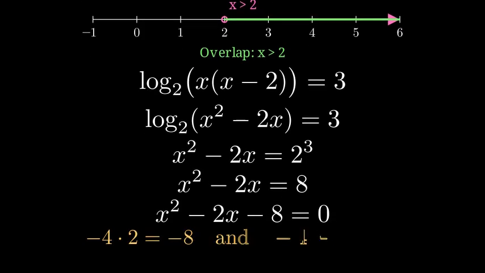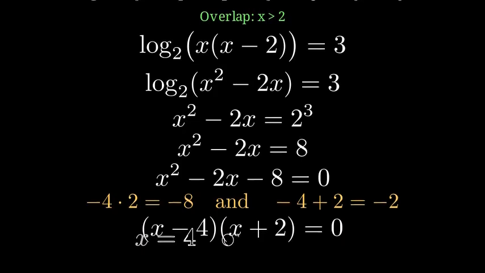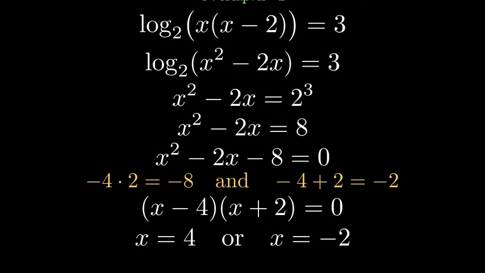We need two numbers that multiply to negative 8 and add to negative 2. Negative 4 times 2 is negative 8, and negative 4 plus 2 is negative 2. So the factors are the quantity x minus 4 times the quantity x plus 2 equals 0. Set each factor equal to 0. We get x equals 4, or x equals negative 2.